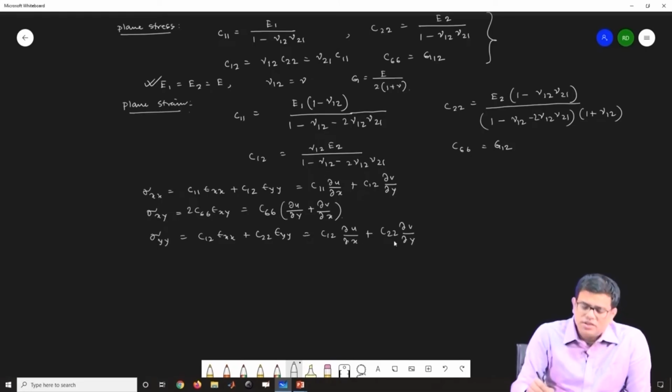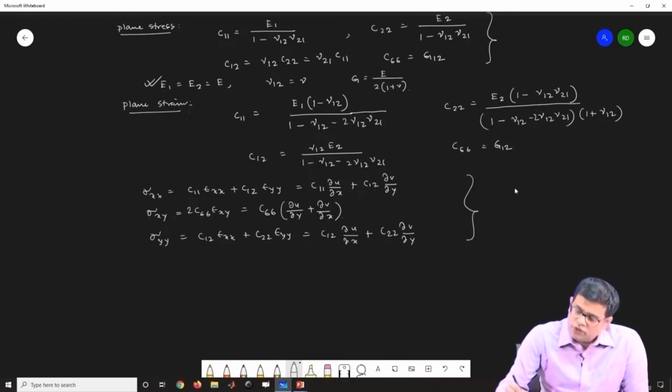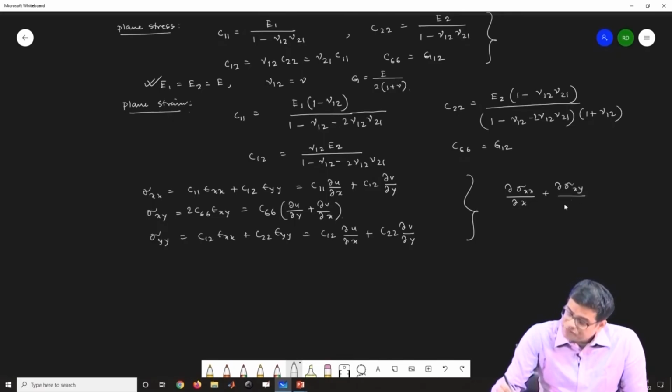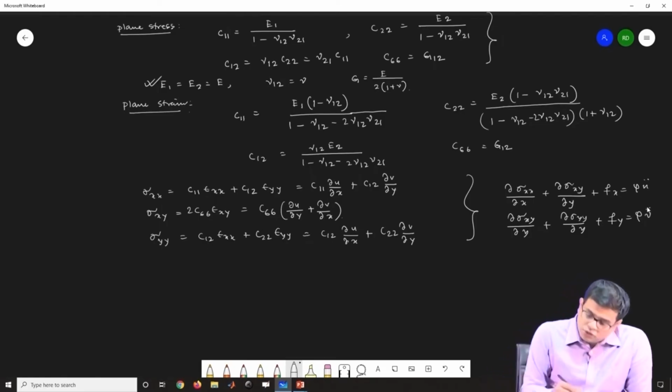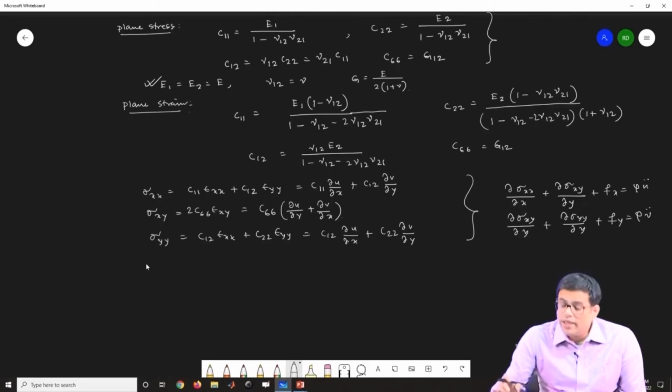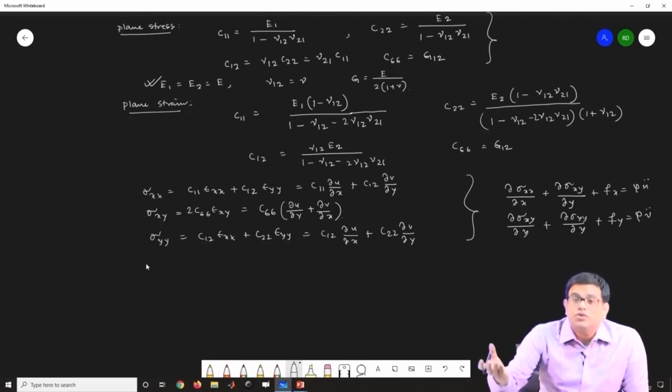So now if I substitute this quantity in this 2D equation, that is del sigma xx del x plus del sigma xy del y plus f x equals rho u double dot, and del sigma xy del x plus del sigma yy del y plus f y equals rho v double dot. So if I substitute, essentially what we are doing here is just using the constitutive relation.